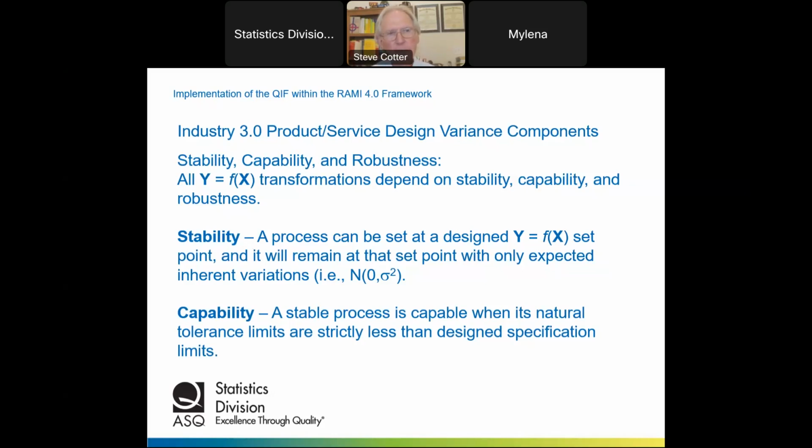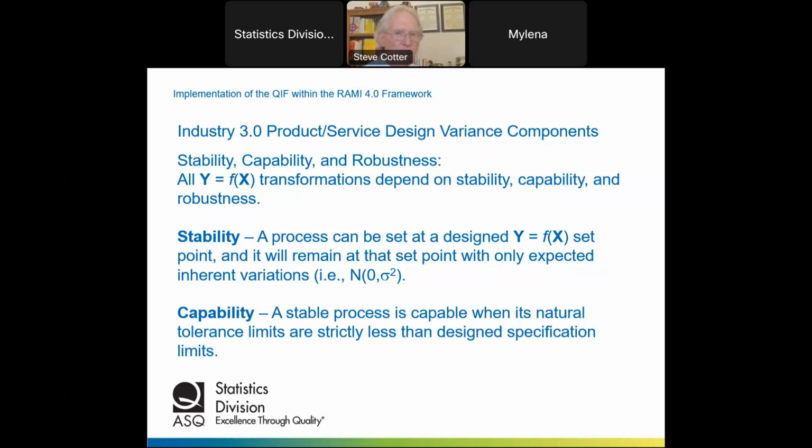So for this work, I define stability or capability in terms of the y equals f of x transformations. For stability, I'm partially taking this from quality and partially taking it from feedback control theory. So a process can be set at a design y equals f of x set point. This is a design point, and it will remain at that set point with only expected inherent variations, i.e. the residual variations are normally distributed with mean zero and some constant variance.